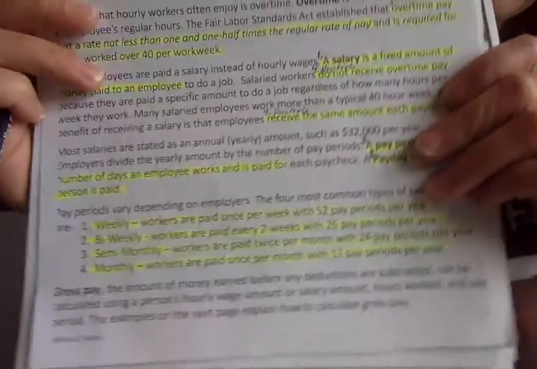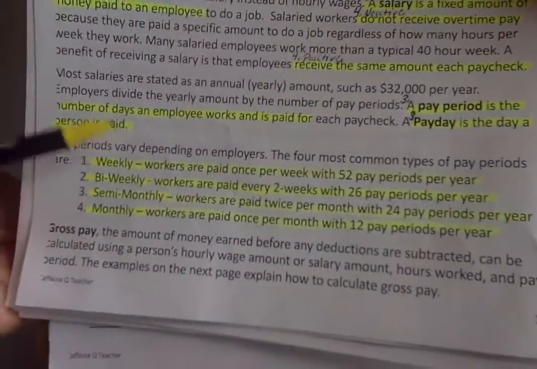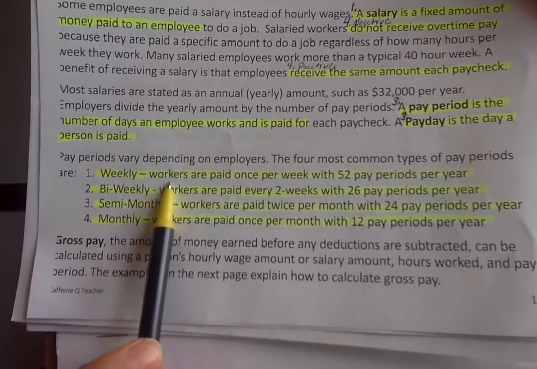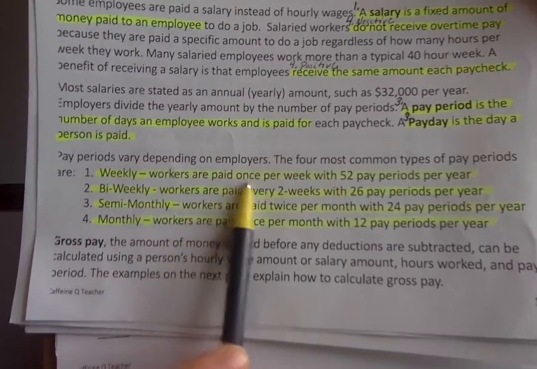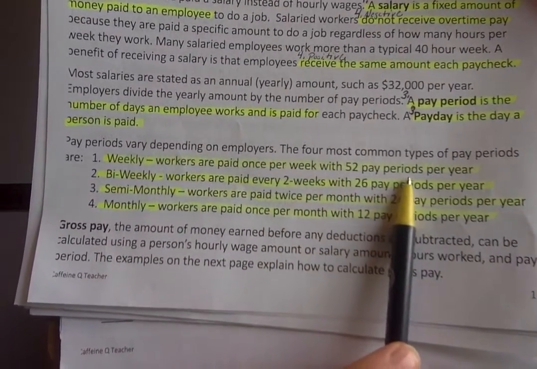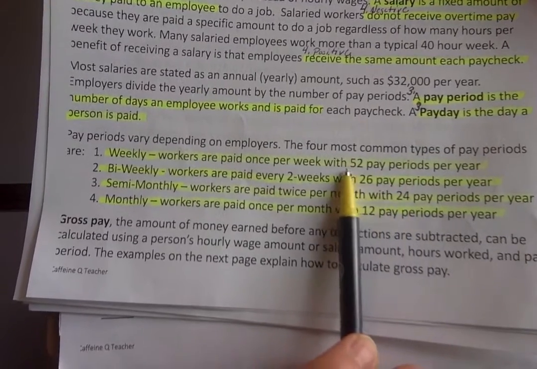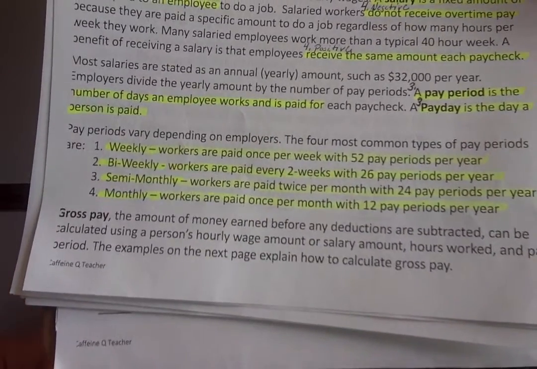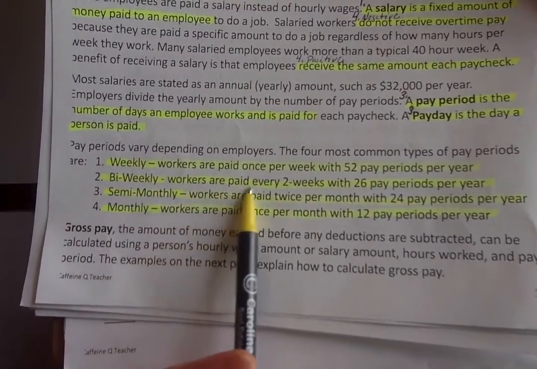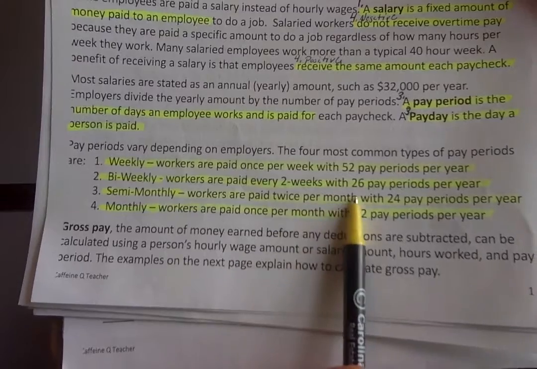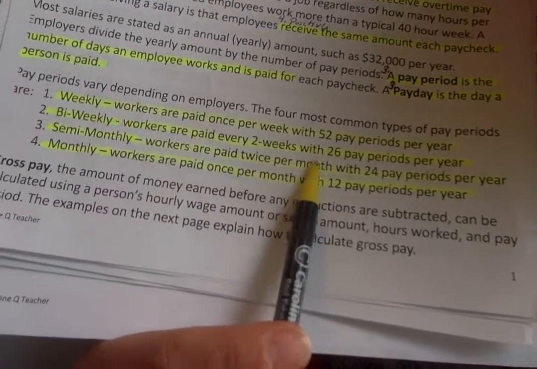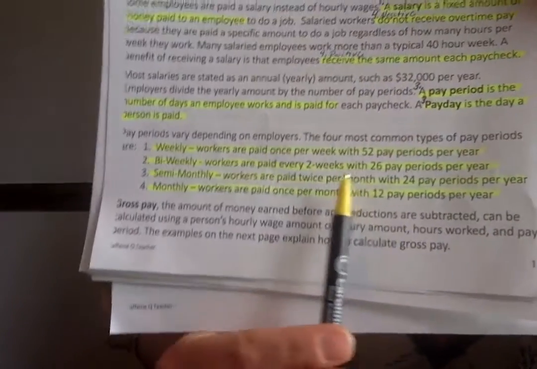You're going to look at this right here. So weekly. You know weekly is work that is paid once per week with 52 pay periods. Okay, so find the answer there. Bi-weekly, you're working and being paid every 2 weeks with 26 pay periods.